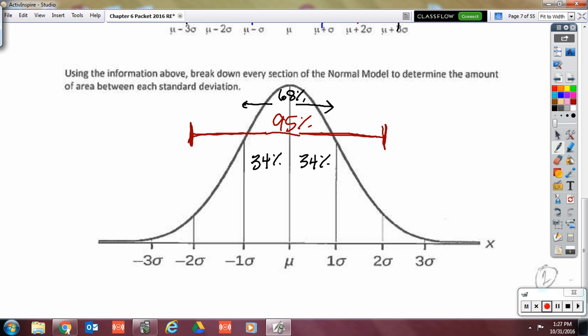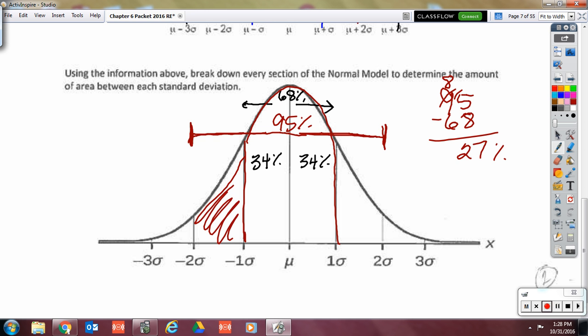So I know this total across 2 standard deviations is 95%. But let's take out the 34% that I know is already accounted for. So let's do 95 minus 68. And how much do I get? Okay, so that means 27% is left between this section and this section. Those 2 sections combined equal 27% because 68% is already accounted for.